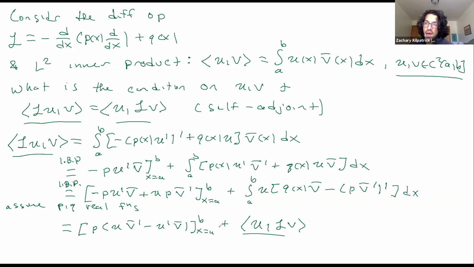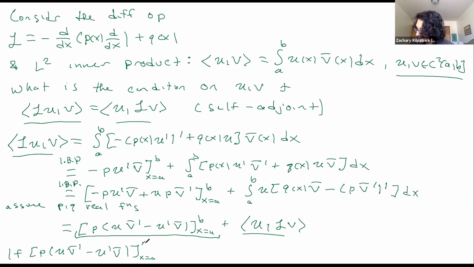But remember that we have homogeneous boundary conditions. So what's our condition that we need to satisfy now? Well, we just need that this thing is 0. When is this thing going to be 0? Is it going to be 0 for all the boundary conditions that we listed? So if p, u v conjugate prime minus u prime v conjugate, evaluated at x equals a and x equals b, equals 0, then L is self-adjoint.